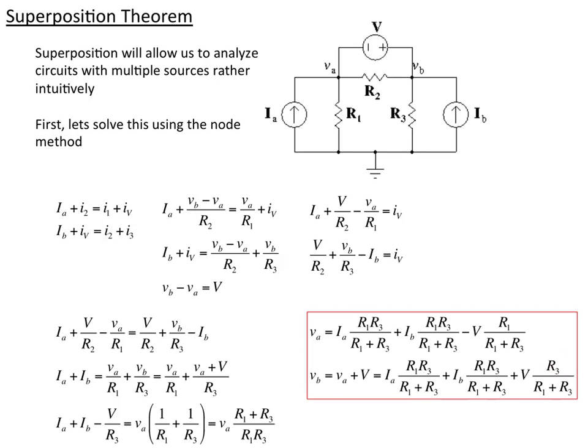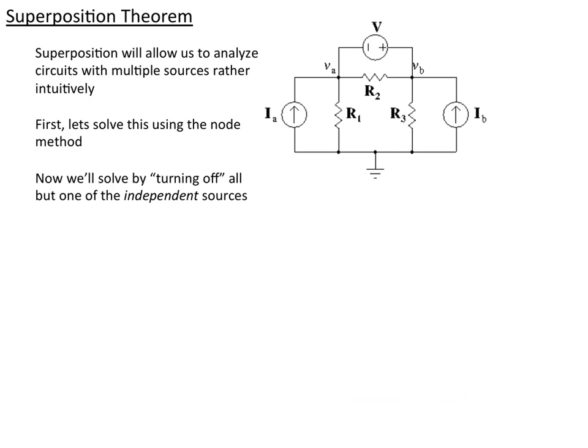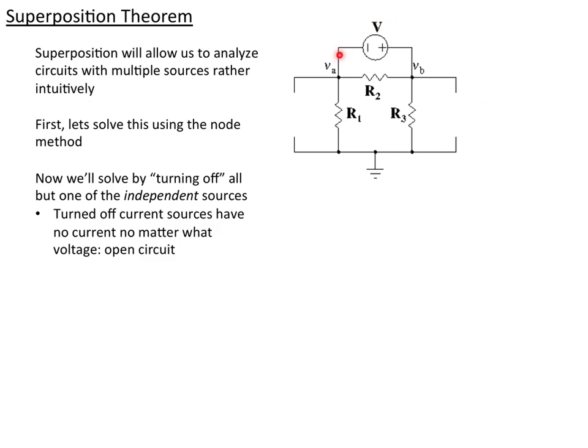Now I want to show how I can do that using the superposition method. So in superposition, we turn off the independent sources. We turn them all off. And we have to understand what that means to turn off a source. And we only consider one of them on at any given time. So let's begin with the voltage source on. I leave it in. And I turn off the two current sources.